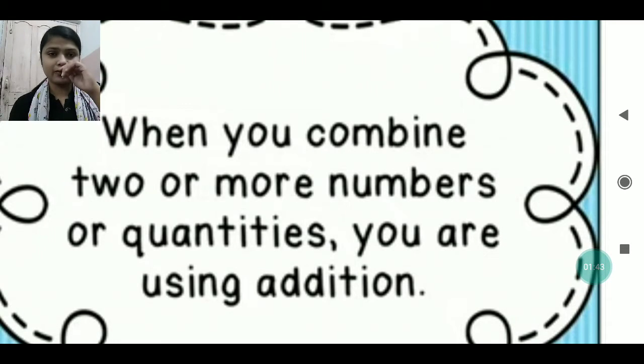What is the definition of addition? When you combine two or more numbers or quantities, you are using addition. Combine means adding two or more numbers or their quantities, the things. If you are adding, then you are getting their addition, meaning you are getting the sum and the total. This is the definition of addition.